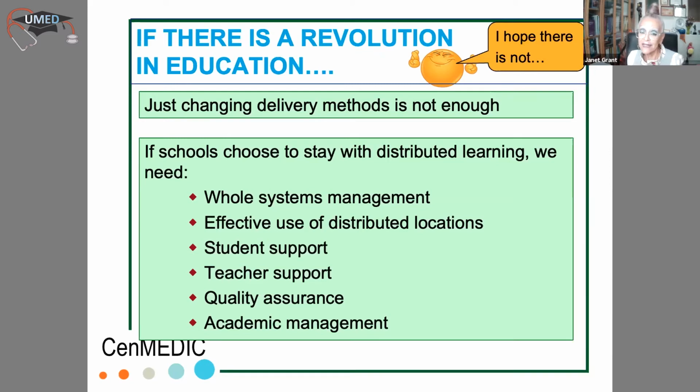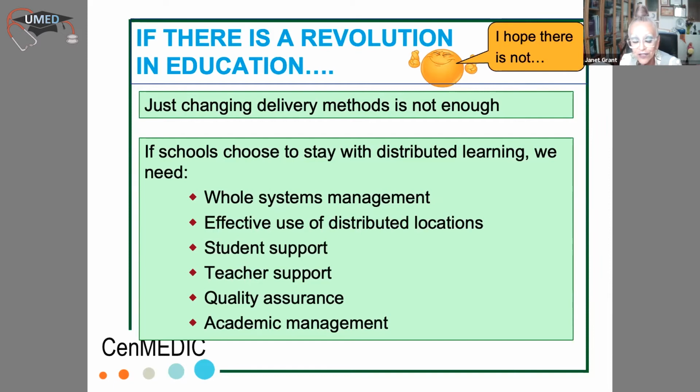If schools decide to stay with distributed learning, and some of them around the world are intending to, then it needs whole systems management. It needs effective use of distributed locations and effective quality management and support for those locations. And that means support and development, not coming and judging them, but supporting and developing them. Students need support. Teachers need support, whether they're the ones in the middle who are developing all this stuff, or whether they're the ones in the distributed locations who are teaching.